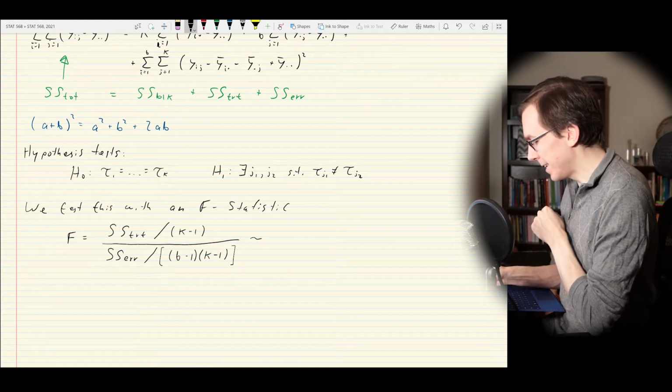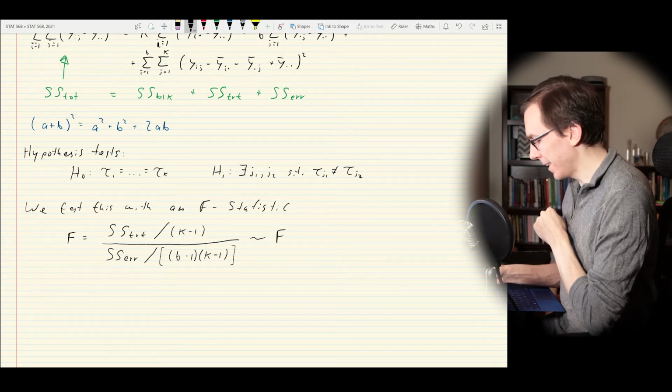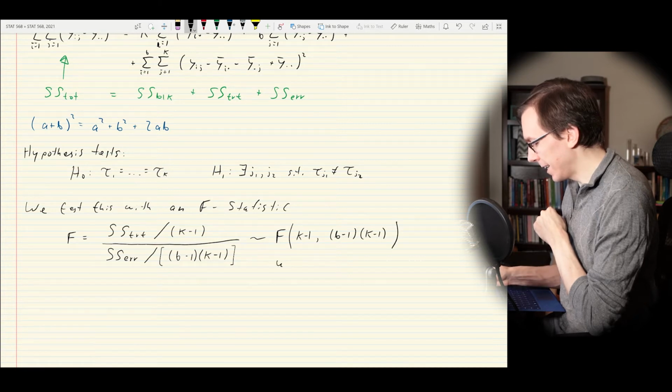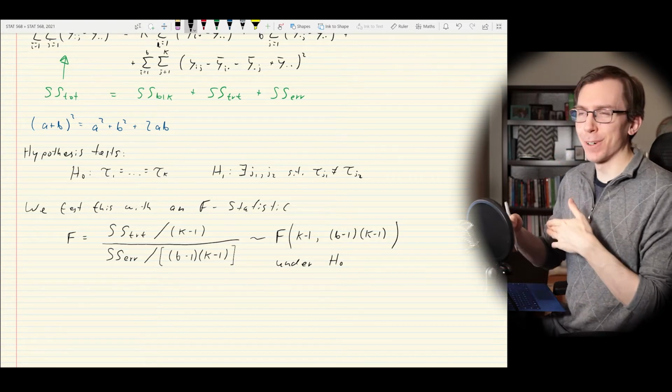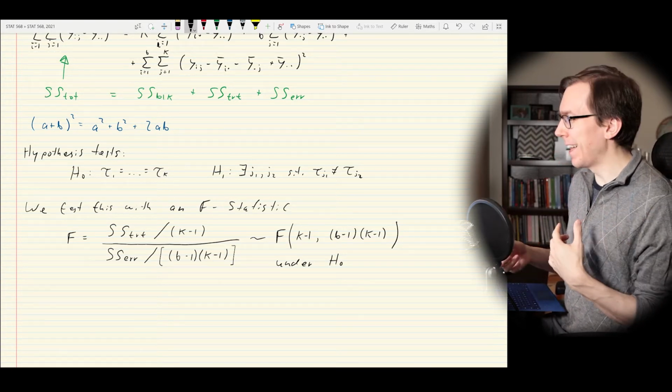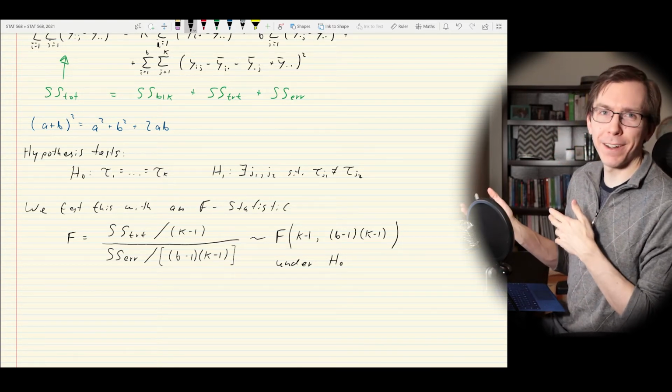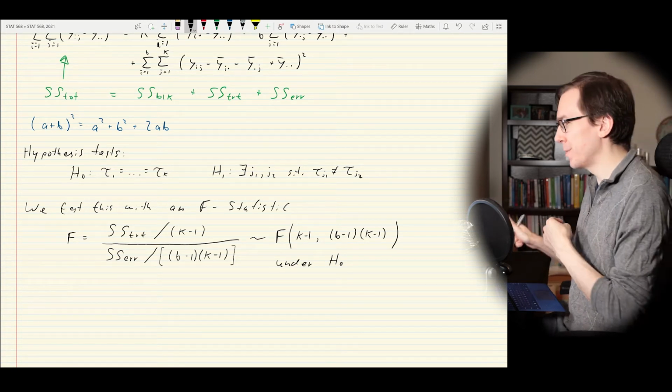Again, we'll talk about that in a second, but what we assume is that this statistic follows an F distribution with degrees of freedom corresponding to the numerator and the denominator under the null hypothesis. Again, this is always under H naught. Hence, if we're not in the null setting, we can then detect significance by comparing our observed statistic to the F distribution.